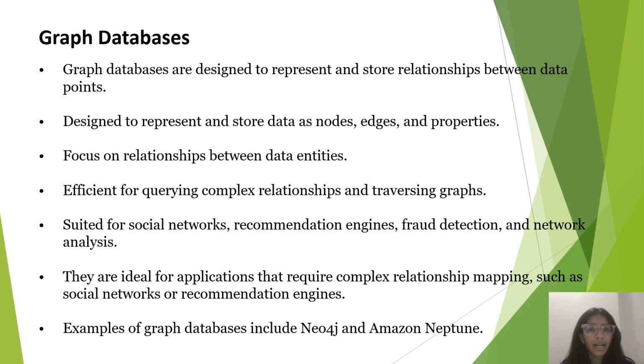Graph database. Graph databases are designed to represent and store the relationships between data points. They are designed to represent and store data as nodes, edges, and properties, focusing on the relationships between data entities. Efficient for querying complex relationships and traversing graphs. Suited for social networks, recommendation engines, fraud detection, and network analysis. They are ideal for applications that require complex mapping, such as social networks or recommendation engines. Some of the examples for graph databases are Neo4j and Amazon Neptune.